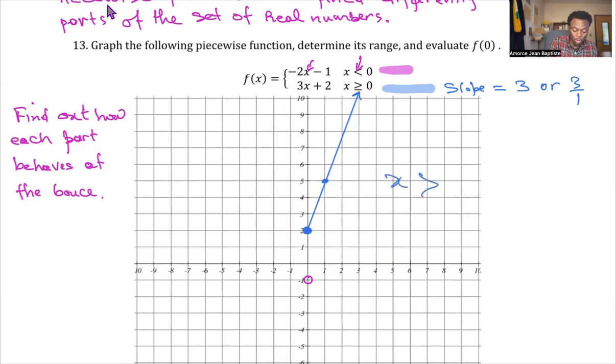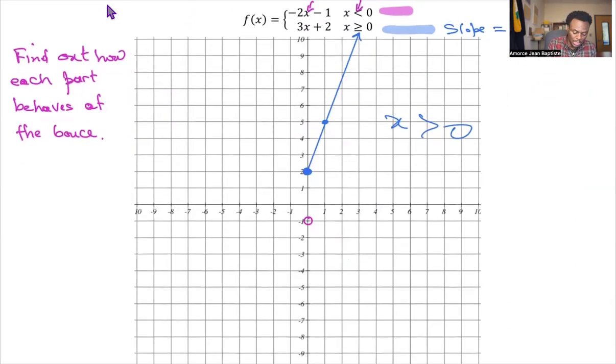That's x greater than or equal to 0, because of the closed circle, that's why I put equal. Well, let me just put greater than 0, that's x greater than 0. That's why all the numbers are positive. And then for x less than 0, the slope is -2. That means I'm going to go down 2, 1, 2, and over to the left 1. I mean, no. Down 2, 1, 2, and then over to the right 1, right?